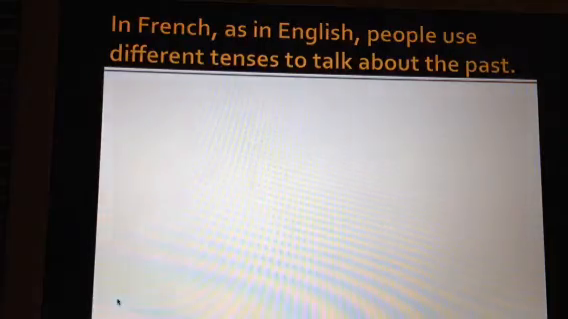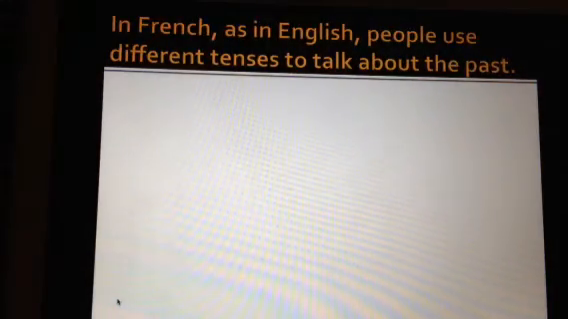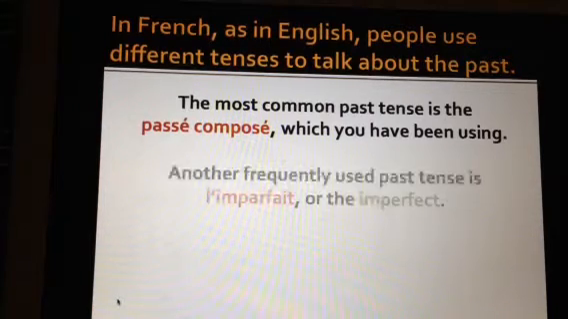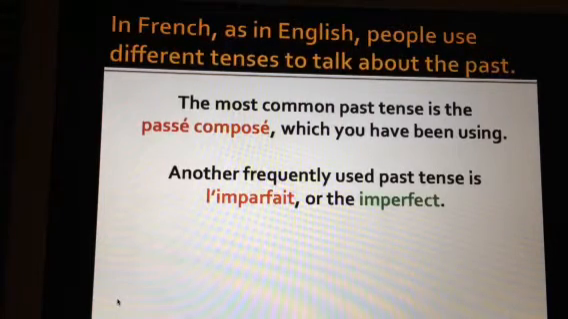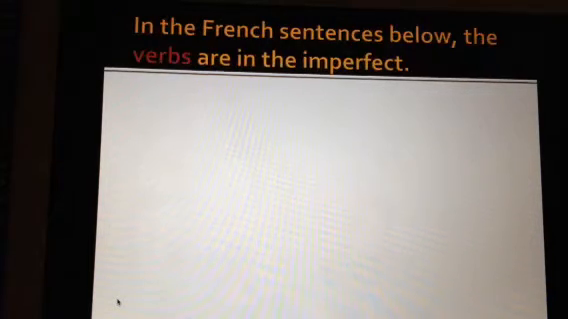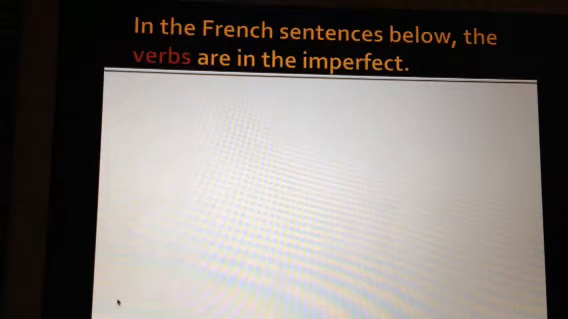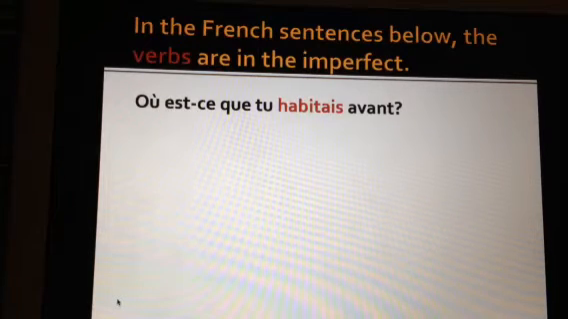In French, as in English, people use different tenses to talk about the past. The most common past tense is the passé composé, which you have been using. Another frequently used past tense is l'imparfait, or the imperfect. In the French sentences below, the verbs are in the imperfect. So here are some examples of how we use the imperfect in French.